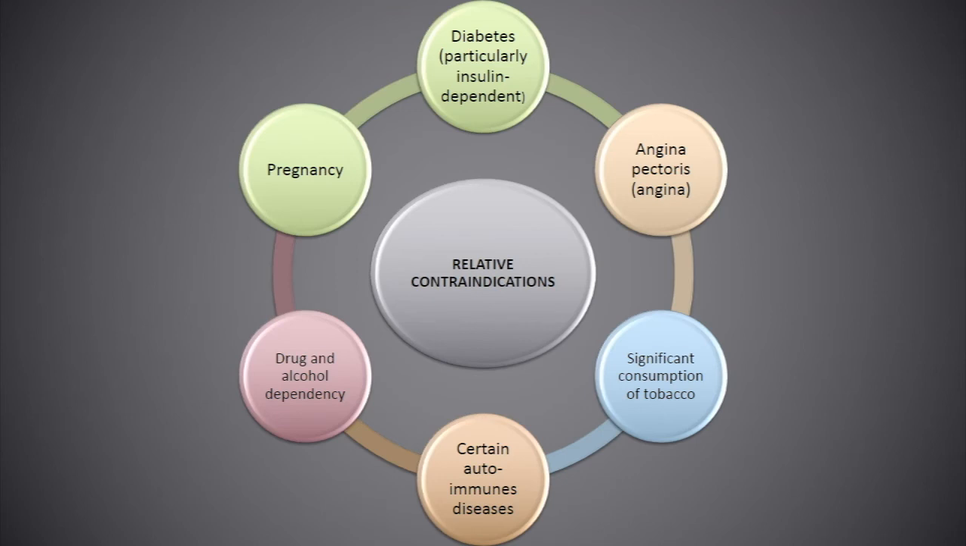Relative contraindications are situations that are evaluated on a case-by-case basis. Most often, dental implants can only be placed after some preliminary treatments. Examples of these conditions include diabetes, angina pectoris, significant consumption of tobacco, certain autoimmune diseases, drug and alcohol dependency, and pregnancy.